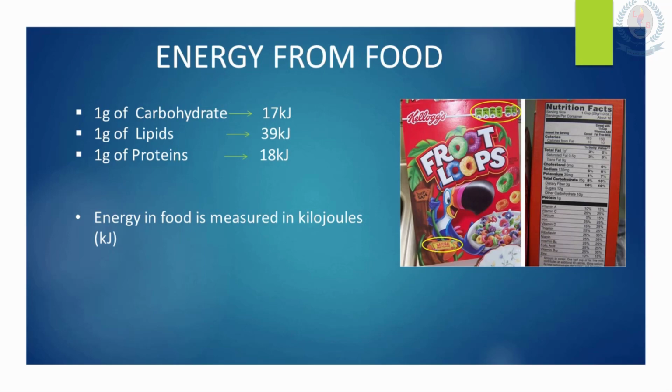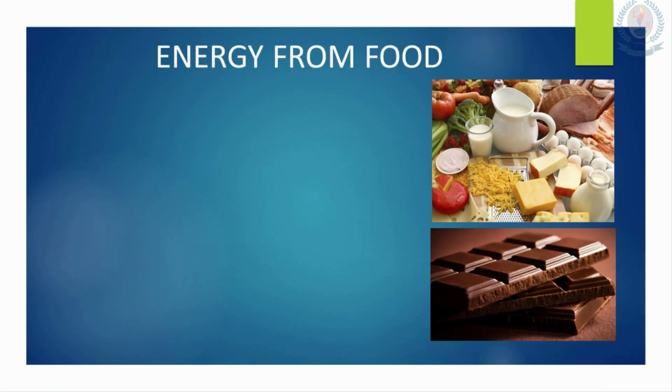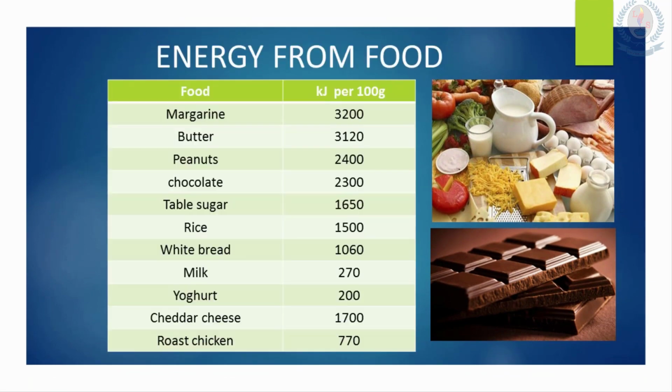And here you can see some of the examples of foods and their energy values. That means kilojoule values per 100 grams. There you can see the margarine, butter, peanut, chocolate, table sugar, rice, white bread, milk, yogurt, cheese, roast chicken.